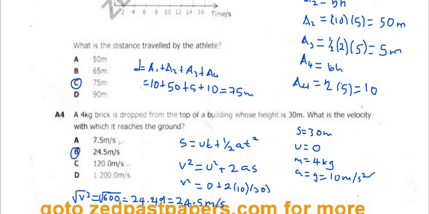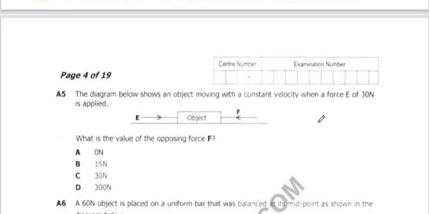Let's move on to question number A5. Question A5 says, the diagram below shows an object with a constant velocity when a force E of 30 newtons is applied. So we have a force E being applied there. It's moving this object in this direction, and we have a counter force, an opposing force, which is F, pushing it in the opposite direction. The question says, what is the value of the opposing force F?